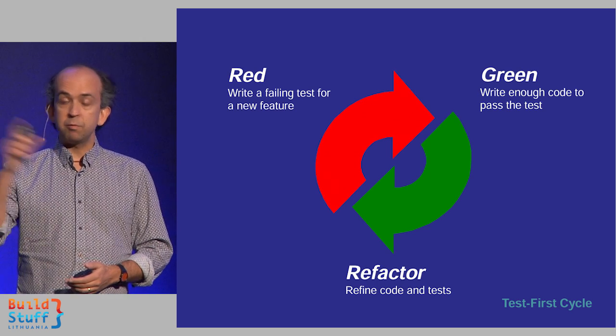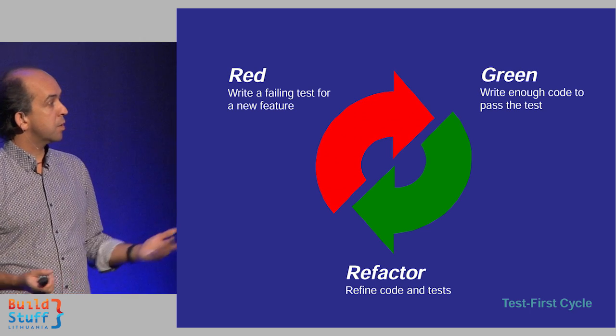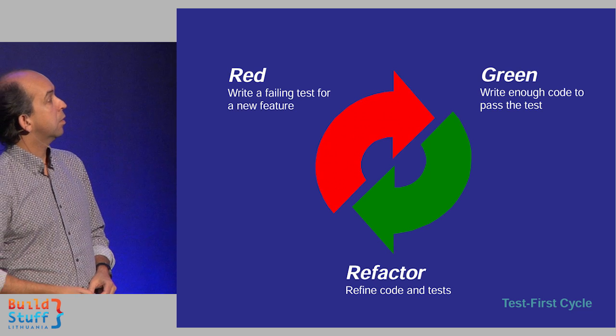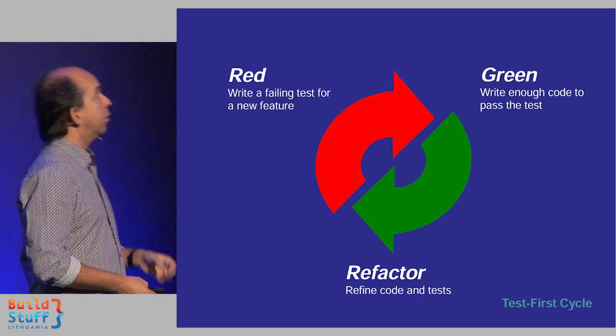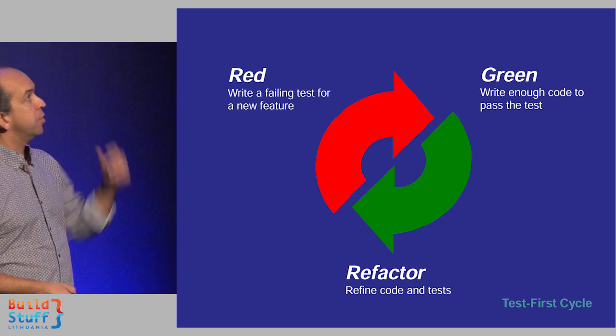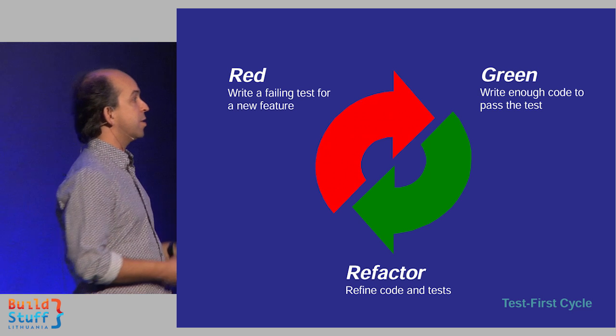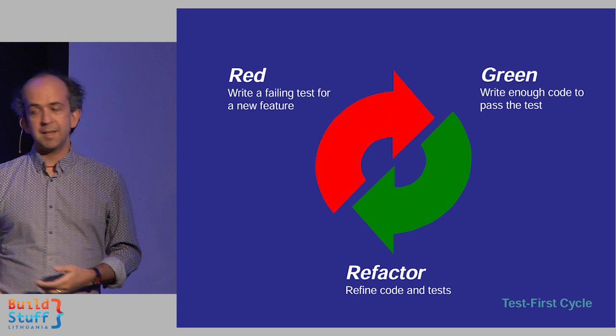But one of them is red, green, refactor. Okay, so it's a very standard test-first cycle. The way people are often taught: red, write a failing test for a new feature; green, write enough code to pass the test; refactor, refine code and tests.